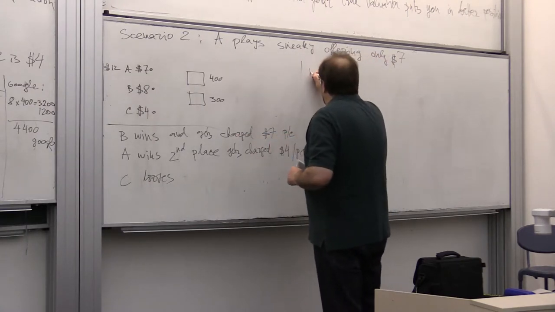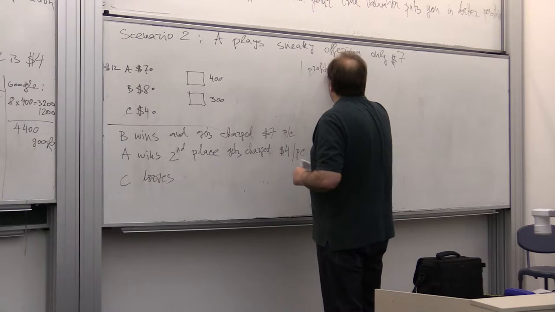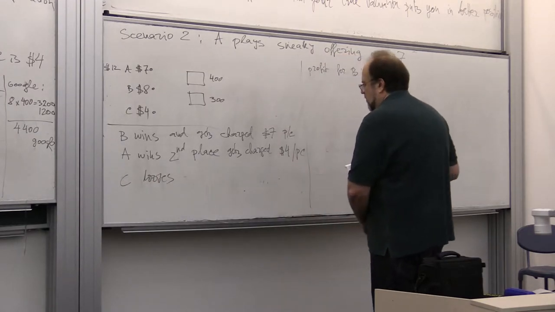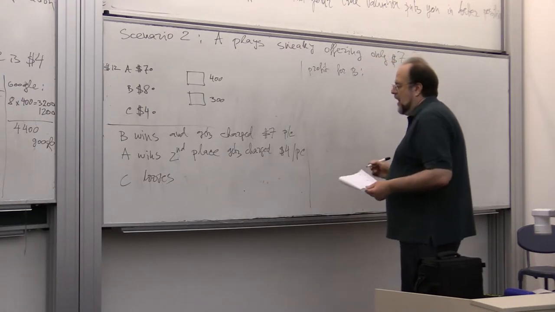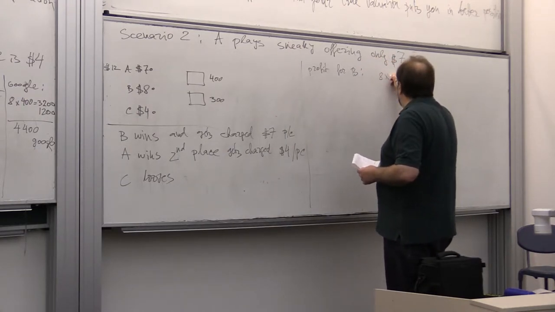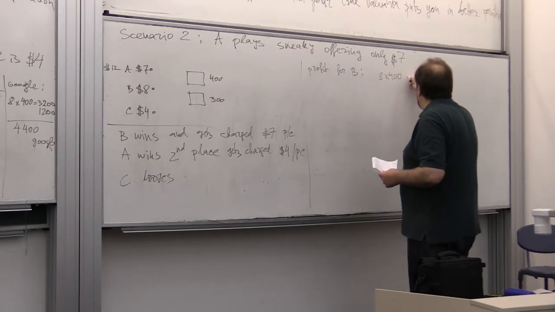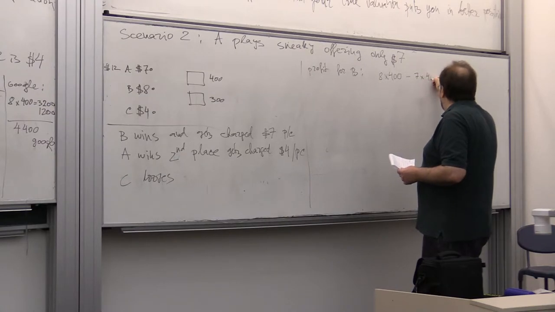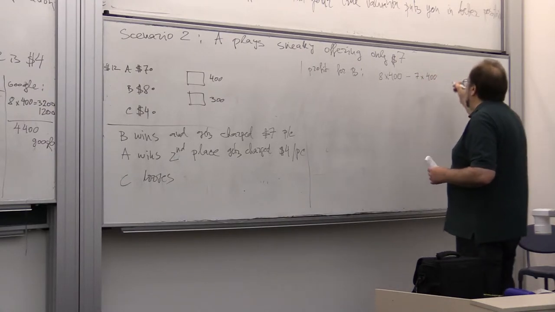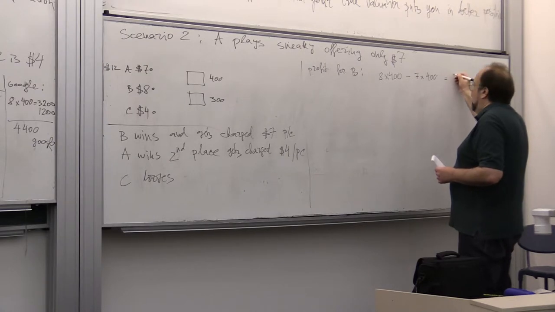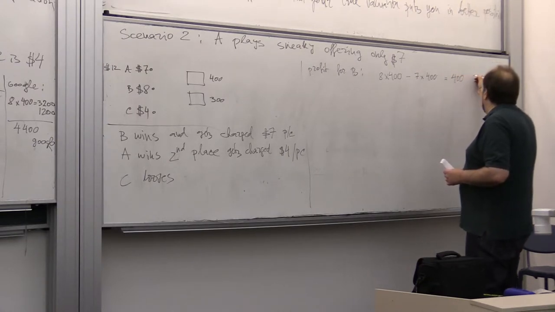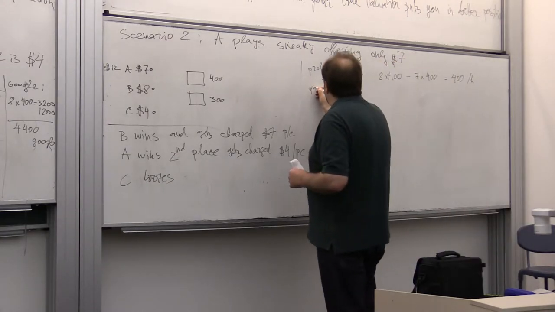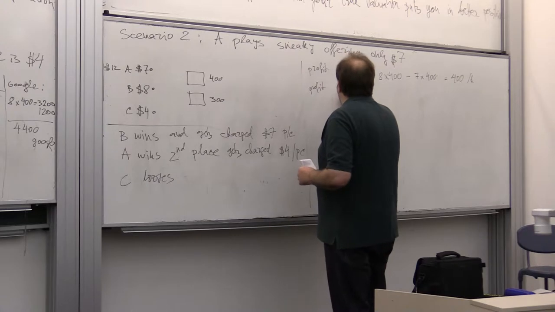So profit for B is, let's see, $8 times 400 clicks per hour minus $7 times 400 clicks per hour, which gives you 400 per hour. Let's see profit for A.